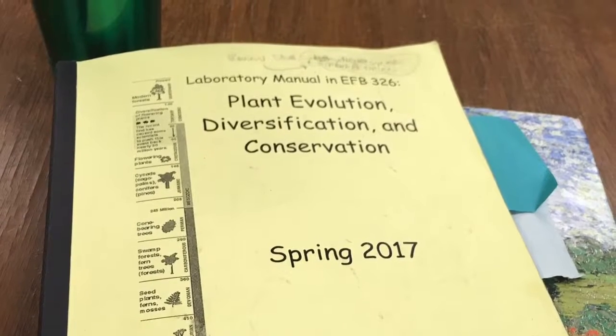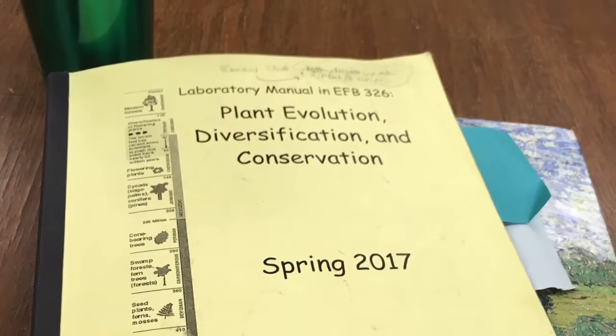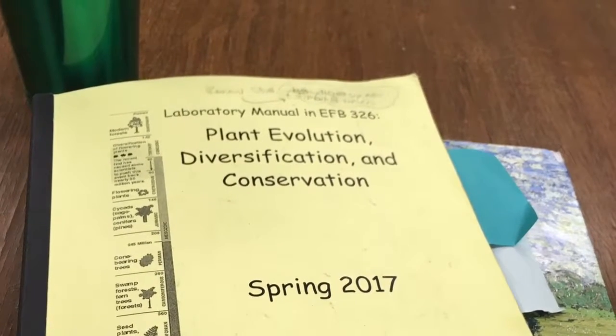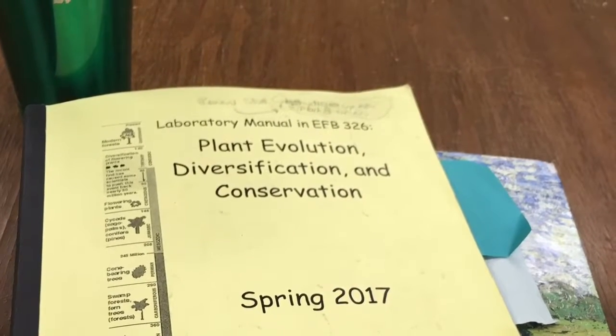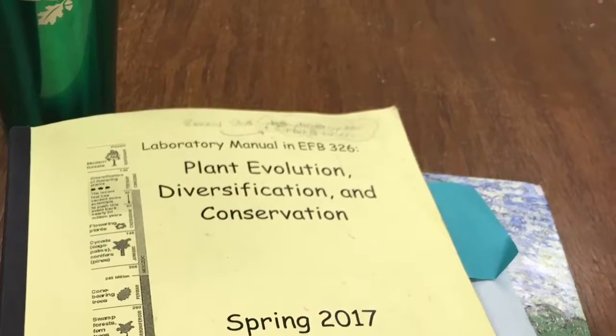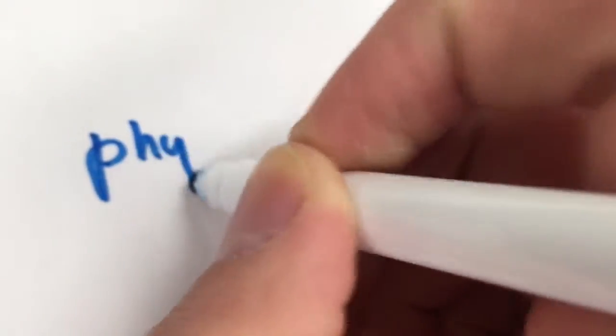If you are enrolled in EFB 326, Plant Evolution, Diversification, and Conservation, and are watching this video, please know that every part of this overview of biological systematics will continue to be relevant throughout the semester and the rest of your scientific career. On that note, let's begin by making an important distinction.